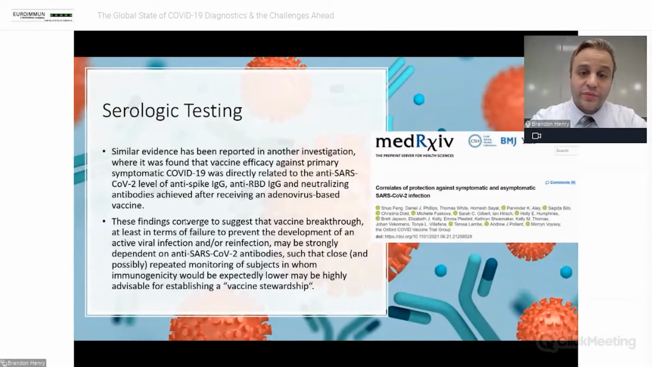Similar evidence has been reported in another investigation where it was found that vaccine efficacy against primary symptomatic COVID-19 was directly related to the level of anti-spike IgG, anti-RBD IgG, and neutralizing antibodies achieved after receiving an adenovirus-based vaccine such as Johnson & Johnson. These findings converge really to suggest that vaccine breakthrough, at least in terms of failure to prevent the development of an active viral infection or reinfection, may be strongly dependent on the level of anti-SARS-CoV-2 antibodies, such that repeated monitoring in subjects whom immunogenicity would be expected to be lower, and we'll talk about those subjects, might be highly advisable for establishing a program of vaccine stewardship.